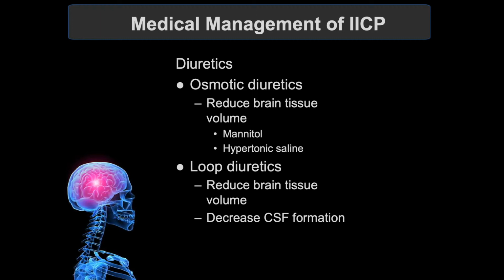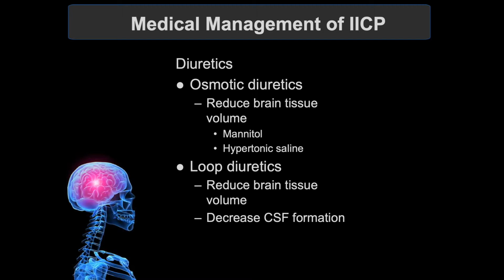So osmotic and loop diuretics act to reduce brain tissue volume. Osmotic diuretics draw water from the extracellular space to decrease ICP. This effect occurs within minutes of administration. Loop diuretics remove sodium and water from injured brain cells. To maintain adequate cerebral perfusion pressure, fluid administration guided by hemodynamic monitoring must be optimized with adequate fluids.